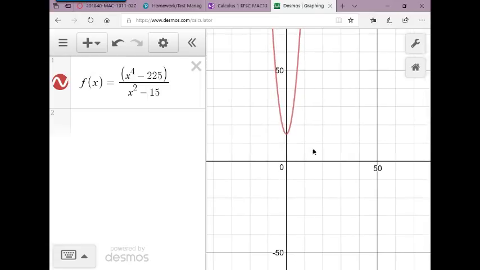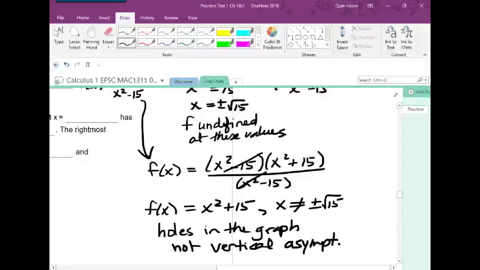All right, so in fact, this looks like a parabola, right? And that's consistent with what we saw. We said that this function actually looks like the parabola x squared plus 15. It's just that it's undefined at plus or minus the square root of 15. Now you can't see that on the desmos.com graph.